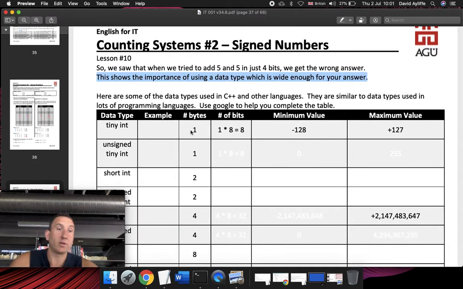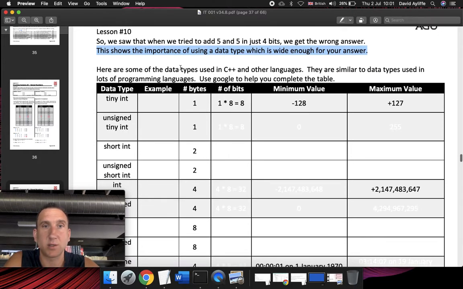So let's have a look at some data types. This is a good opportunity to look at some data types. So here are some data types used in C++ and some other languages. They're similar to data types used in a lot of programming languages. What I'd like you to do is to Google this data type, find an example of it, find how wide it is in bytes. The number of bits is easy, we just multiply by 8. And what's the minimum value we can store? And what's the maximum value we can store? This is a bit tricky.